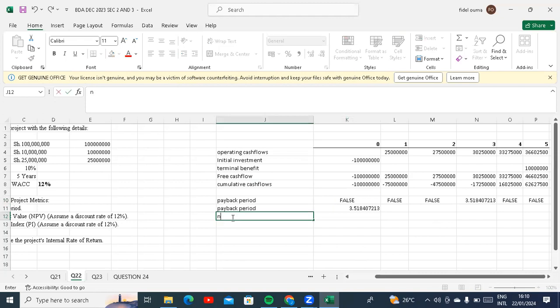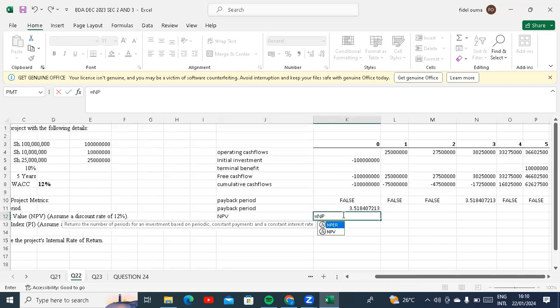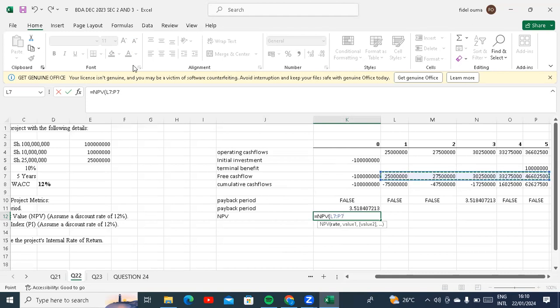Then Roman 2, we have the NPV. So just use the NPV function, equals NPV. Then you select from year 1 all the way to year 5. Then you close the bracket, then you add the initial cash outlay.